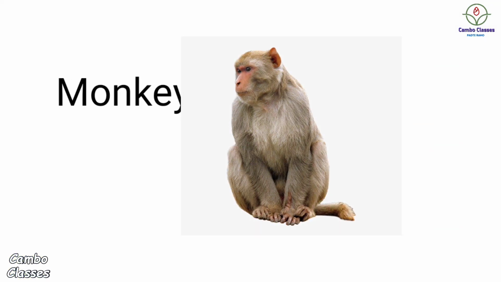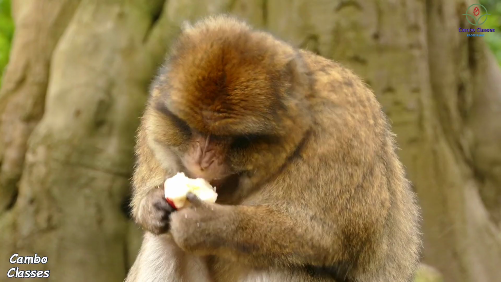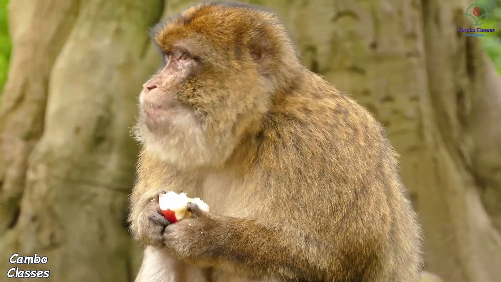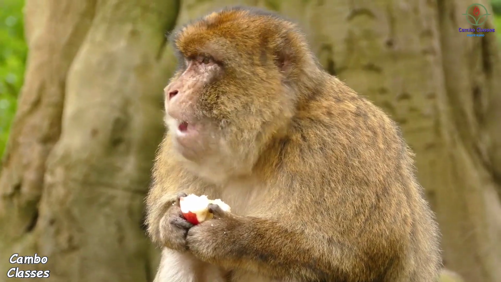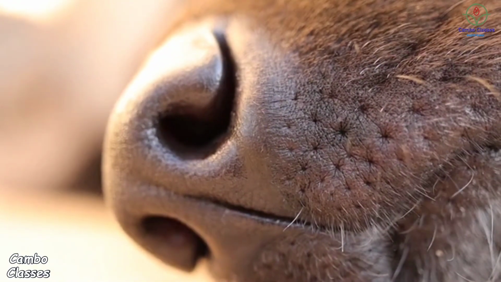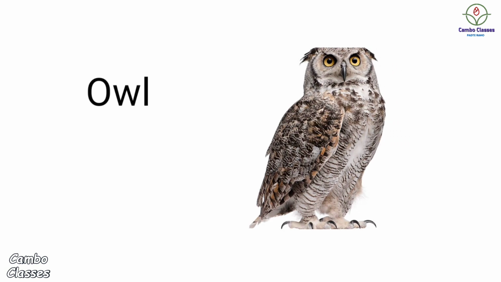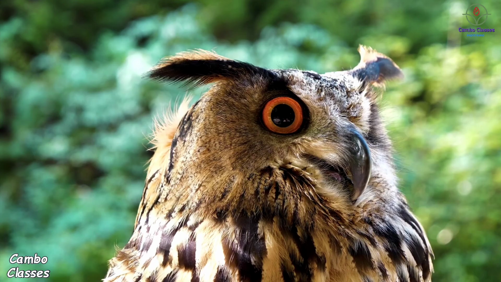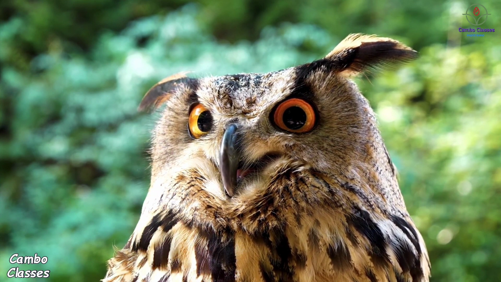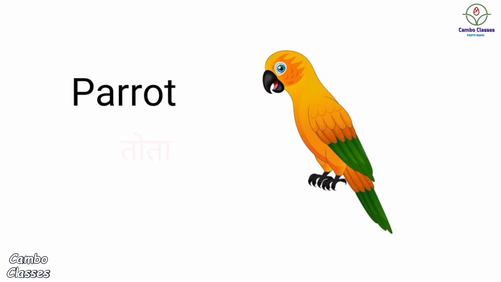M for monkey. Monkey means bandar. N for nose. Nose means nak. O for owl. Owl means ullu. P for parrot. Parrot means tota.